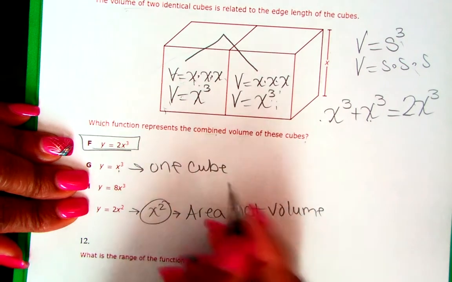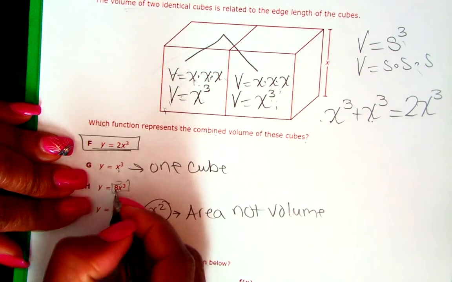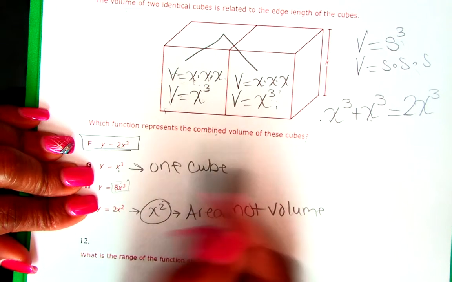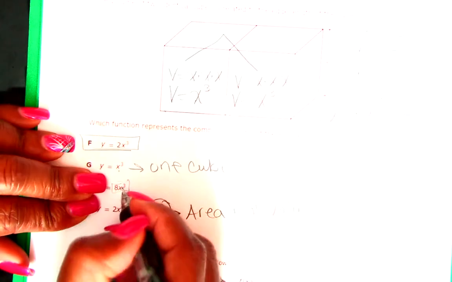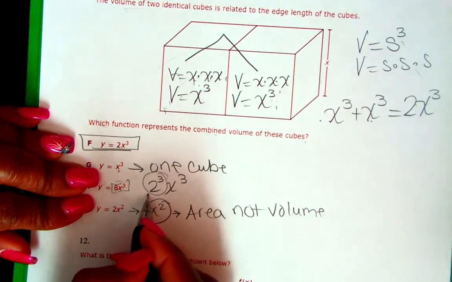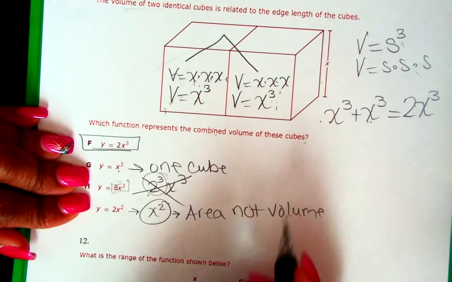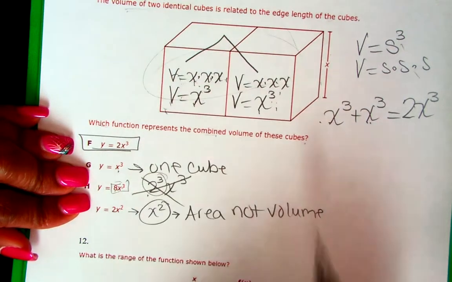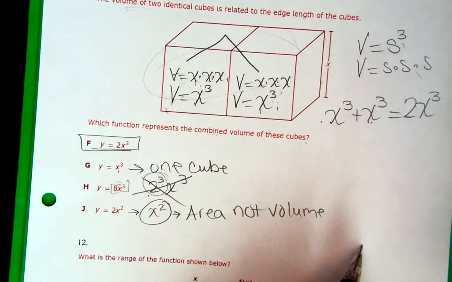Okay. Then with the 8, they're trying to be sneaky because they said 2. The combined, because of the 2, they're trying to make you say 2 to the power of 3, x to the third. And that's where that 8 is coming from, and you can't do that. Because it's not 8 of these. It's just 2 of them. So don't get tricked. Okay.